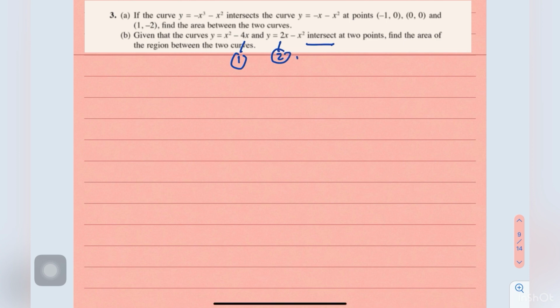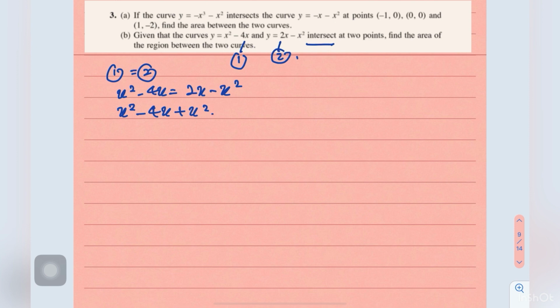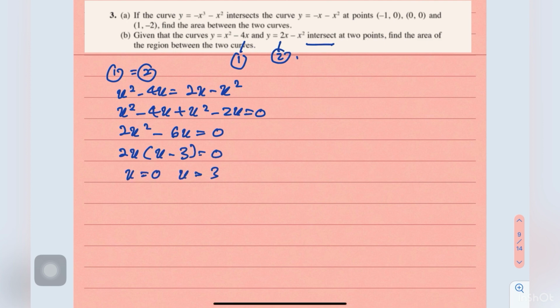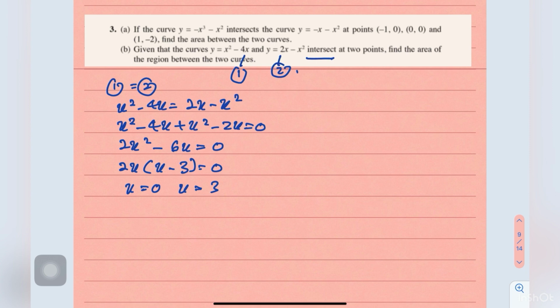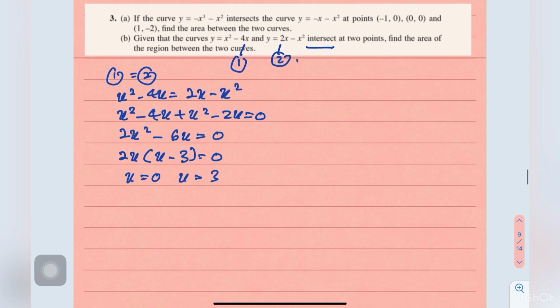So equation 1 equals equation 2. x squared minus 4x equals 2x minus x squared. So x squared minus 4x plus x squared minus 2x is 0. So 2x squared minus 6x equals 0. Factorize: 2x, x minus 3 equals 0. Then x equals 0, x equals 3. So the limits are x equals 0 and x equals 3. Like the previous question, it is actually easier if we sketch the graph first.